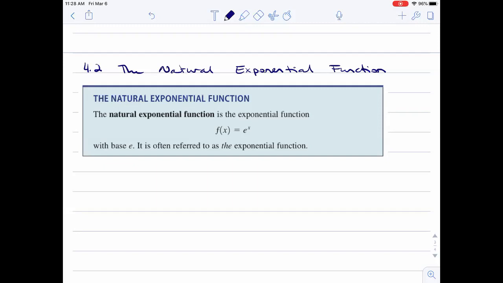So the base is e, and this one is the most frequently occurring exponential function, so we actually end up calling it the exponential function, right? You know, we can have 2 to the power of x or 3 to the power of x, but at the end of the day, if I say we have an exponential function, what I mean is e to the power of x, right? So it's often referred to as the exponential function.